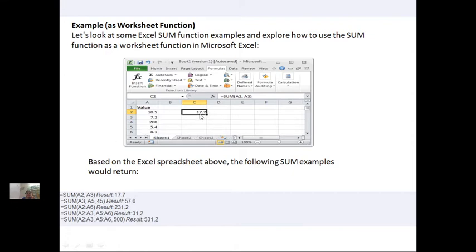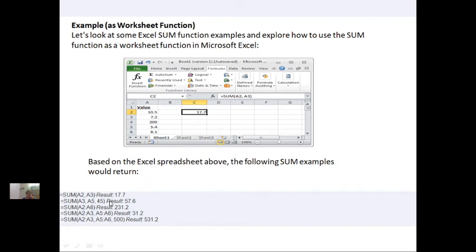Now here in C2, what is he doing? He is entering the sum function. In the formula bar you can see equal to SUM, open the brackets, A2 colon A2 to A2, comma A3. Now what is happening here? When you say A2 comma A3, he is only taking the A2 value and A3 value and giving the output of A2 and A3, which is 17.7. See here, so this is an example of the sum function.